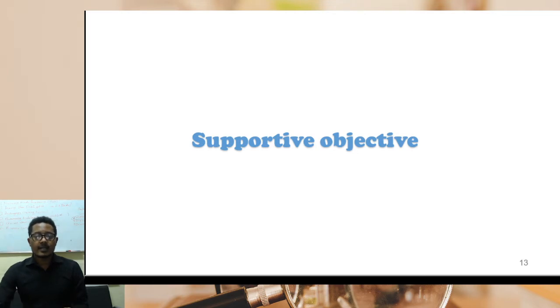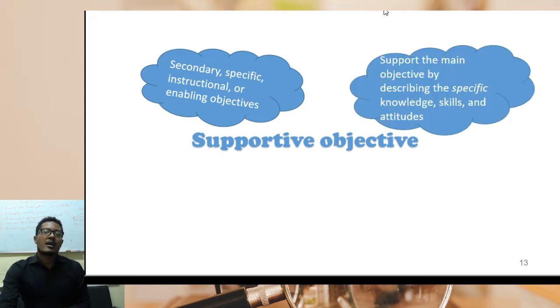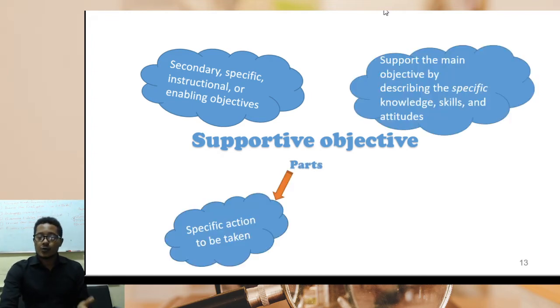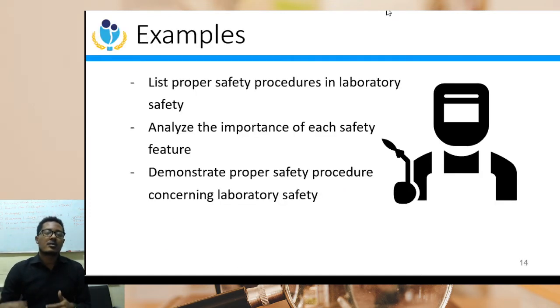They are secondary objectives. They further specify the expected set of actions to be accomplished so that the main course objective is met. And these have two parts. The first is the specific action to be taken, and the second is the specific object of action. So let us see examples of specific objectives.